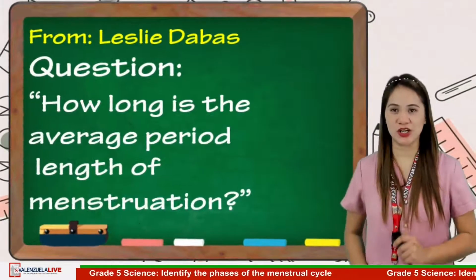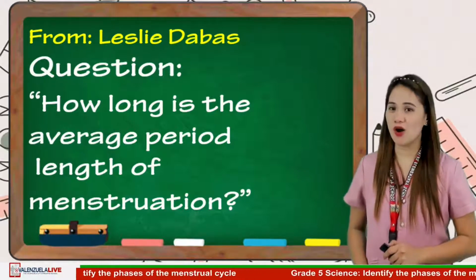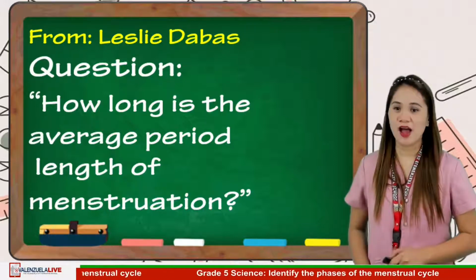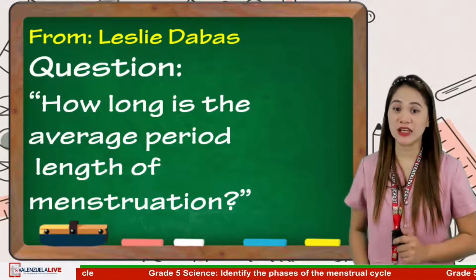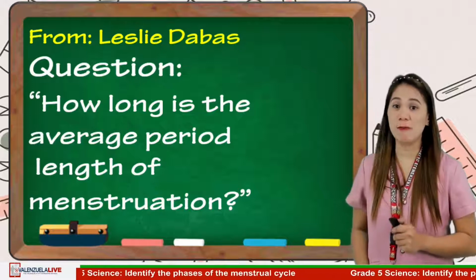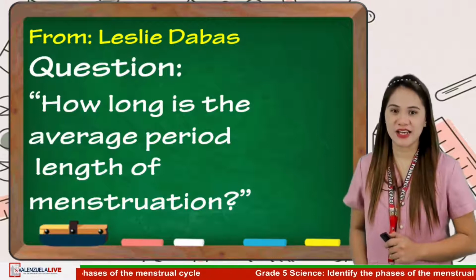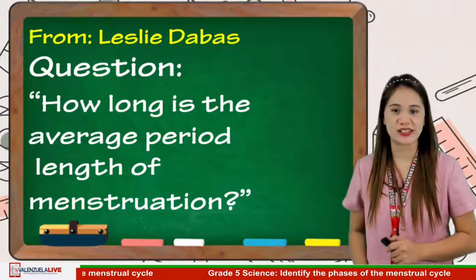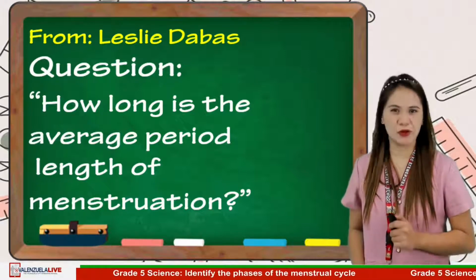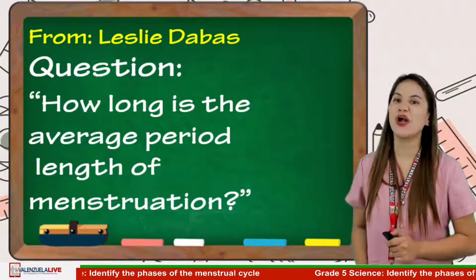The next question came from Leslie Dabas, and the question is, how long is the average period length of menstruation? Your period can last between 3 and 8 days, but it will usually last for about 5 days. The bleeding tends to be the heaviest in the first 2 days. When your period is at its heaviest, the blood will be red. On the latter days, it may be pink, brown, or even black.